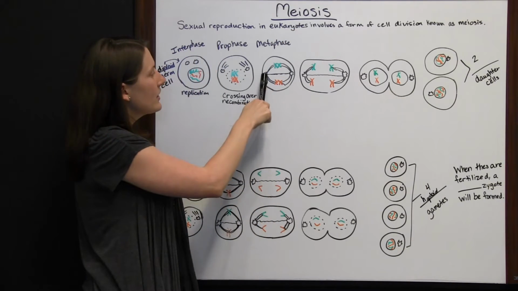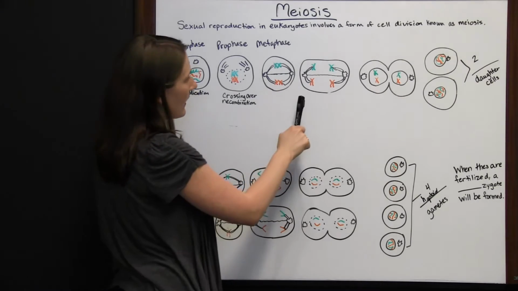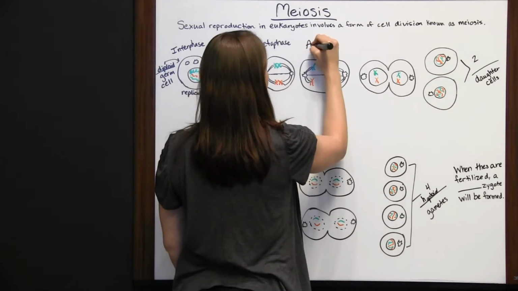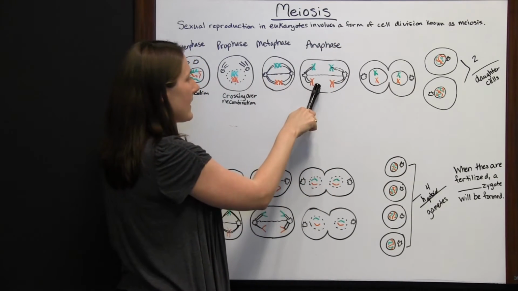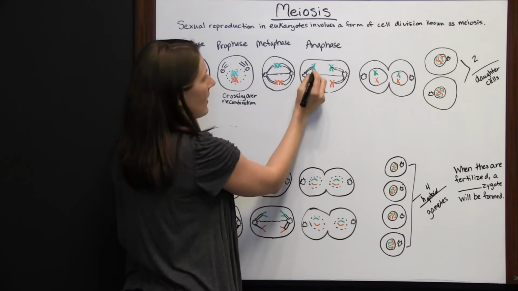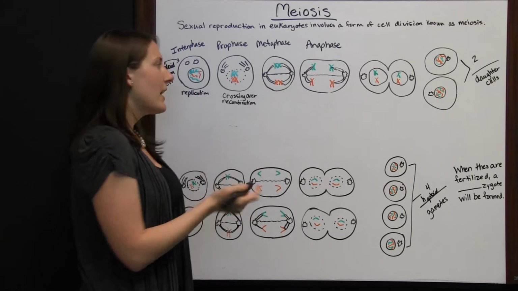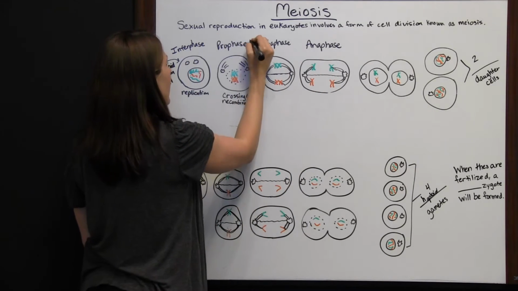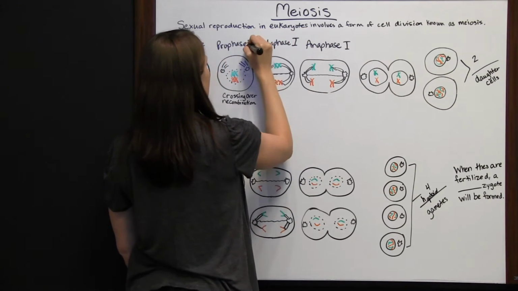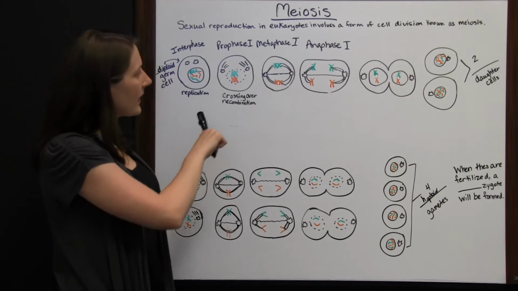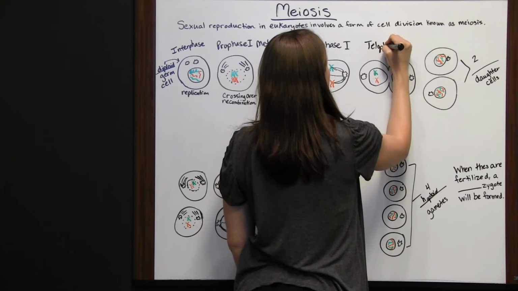Then we move on to metaphase. And in metaphase, your centrosomes are starting to pull the homologous pairs apart. And then we move on to anaphase. And you can see they actually are getting pulled further apart. They're not crossing over anymore, and they're starting to move to opposite sides of the cell. And these are all prophase 1, metaphase 1, anaphase 1, because this is kind of a two-step process. Then we keep going, and we've got telophase 1.